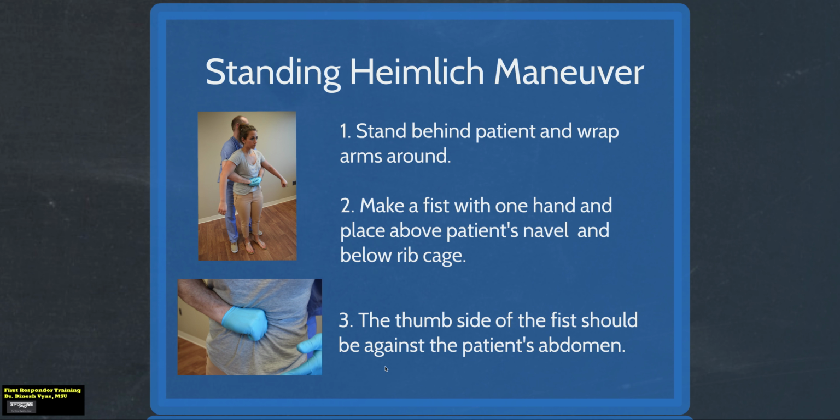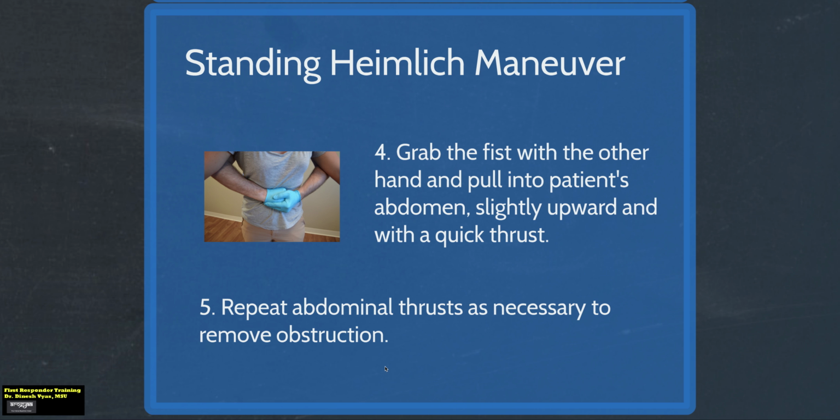To perform the standing Heimlich maneuver, you will stand behind the patient and wrap your arms around them. Make a fist with one hand and place the fist thumb side towards the patient's stomach, and make sure that your fist is placed above the patient's navel and below the rib cage. Grab the fist with the other hand and pull into the patient's abdomen slightly upward with a quick thrust. You'll want to repeat these abdominal thrusts as necessary to remove the obstruction.